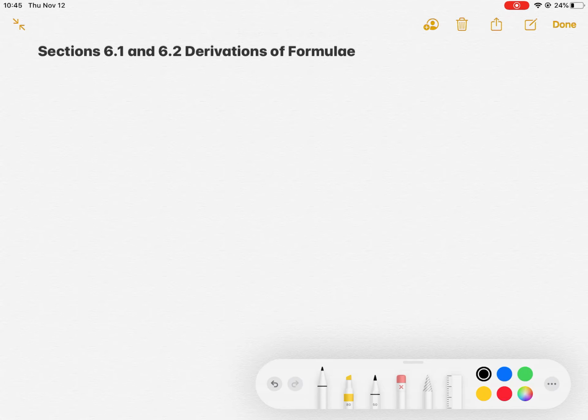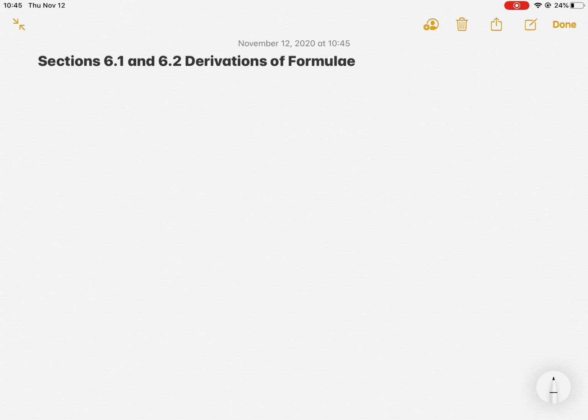So I know that I said that the last video would be the last for this section, but I wanted to do one more, kind of showing you where these formulae come from, so they're not just coming out of nowhere. So let's start with the law of sines.